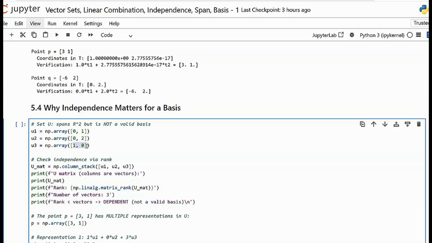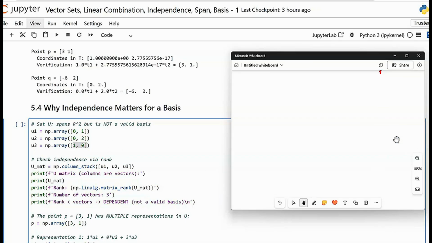And dear friends, one thing to observe here, when deeply thinking about u1 and u2, you can notice that u2 is equal to twice u1. u2 is 0 comma 2, and u1 is 0 comma 1, twice the exact number. So these two are linearly dependent. And coming to u3, it defines the third vector, which adds a new direction.